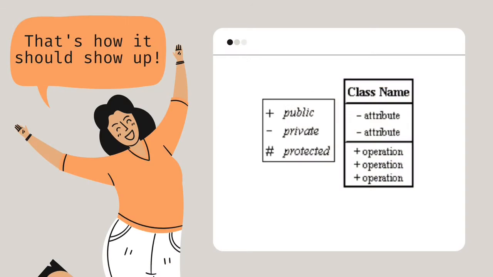This is how it should look like. The first section represents the class name, and the second one shows the attributes, which are also called variables. The last section represents the operations or methods. Also, remember that the plus refers to public and the minus refers to private, and the hash shows that it's protected.